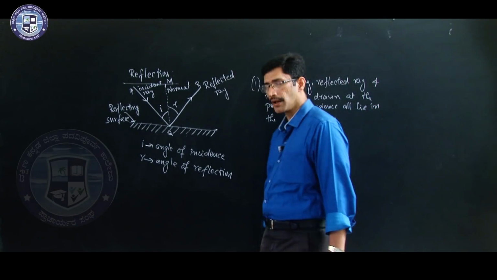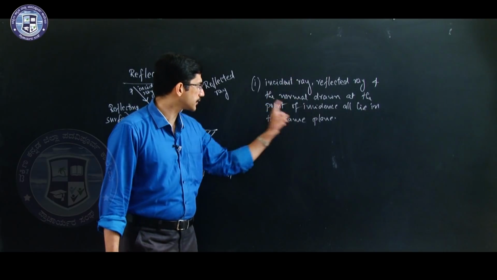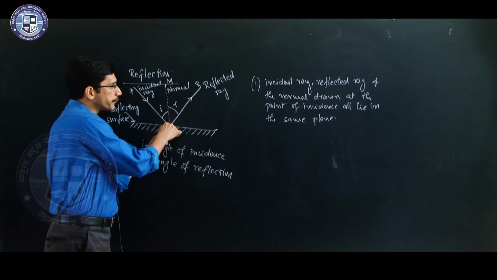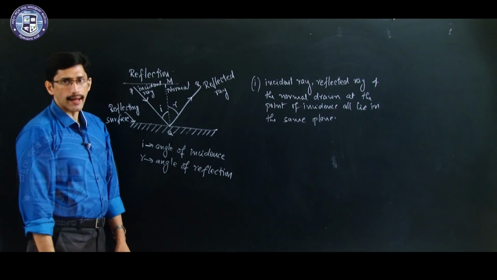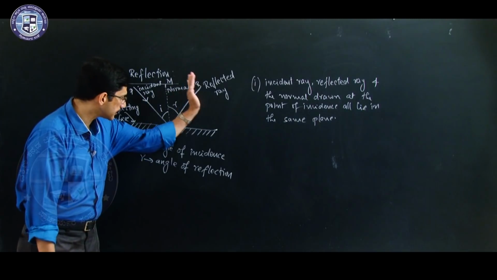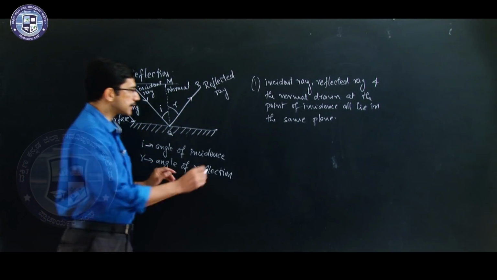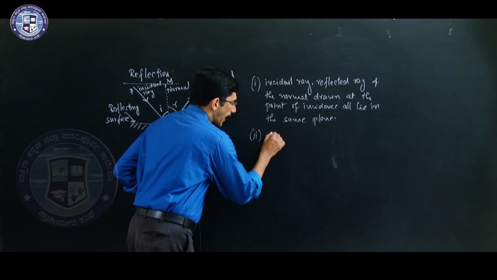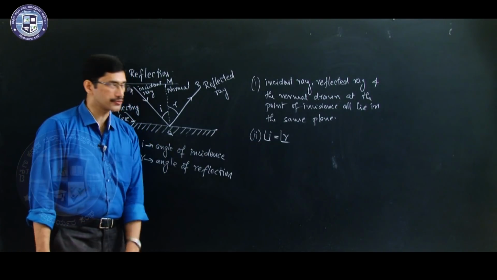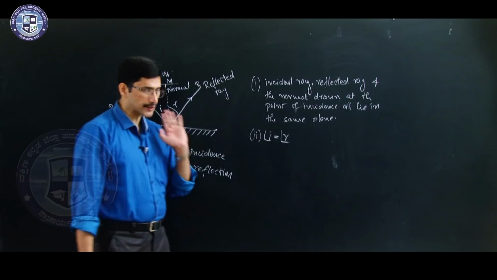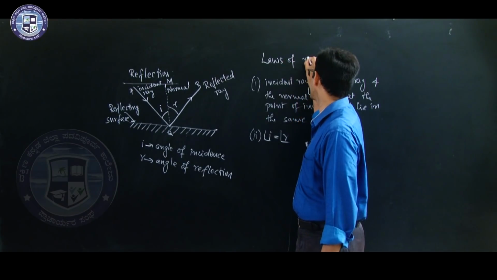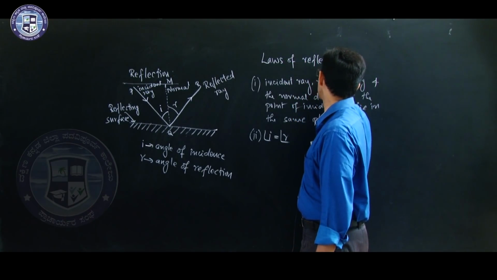So, there is one observation. The incident ray, reflected ray and the normal drawn at the point of incidence all lie in the same plane. Which is the incident ray here? PQ. Which is the reflected ray? QR. And the normal drawn at the point of incidence, MQ, all lie in the same plane. It is also observed that the angle of incidence is equal to the angle of reflection. That is the second observation, and these are called the laws of reflection.